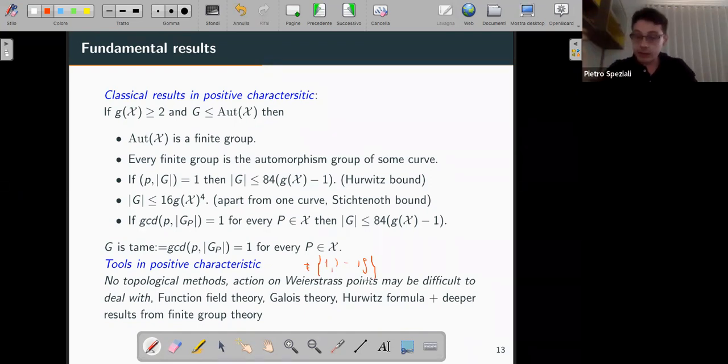So we use a lot of function field theory, as I mentioned, Galois theory, the Hurwitz formula, and deeper results from finite group theory. This is pretty recent in the area, because up to the early 2000s, no deep result from finite group theory had been used in the automorphism group of algebraic curves. I will show you some examples of how this can make our life a lot easier.